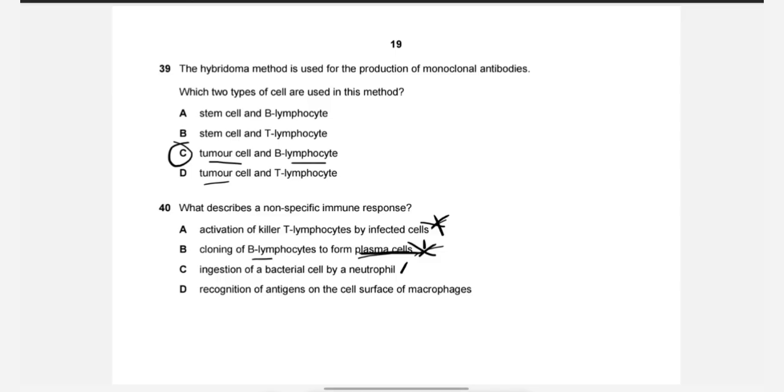Now this is not specific to any form of bacteria or in the neutrophil. It just gets ingested because it's foreign to the body. And we can go with C for non-specific immune response. And if we start talking about recognition, just remember that that's specific. For a cell to recognize something, it has to be specific. And so ingestion of a bacterial cell by a neutrophil will be an example of a description rather of a non-specific immune response.